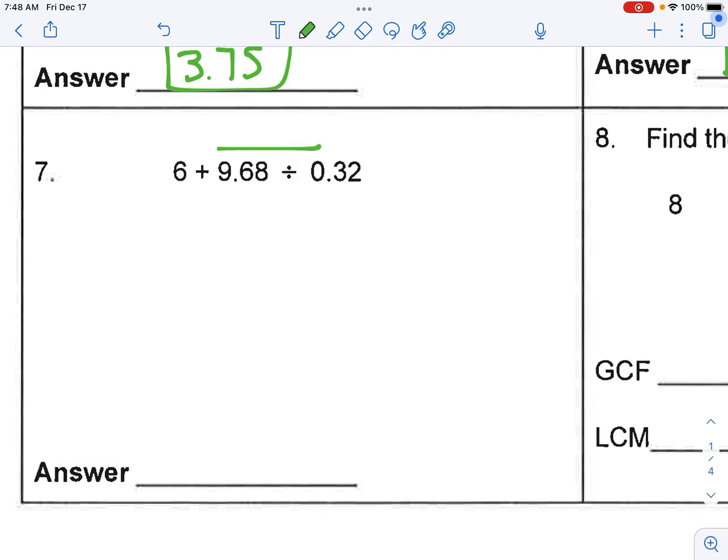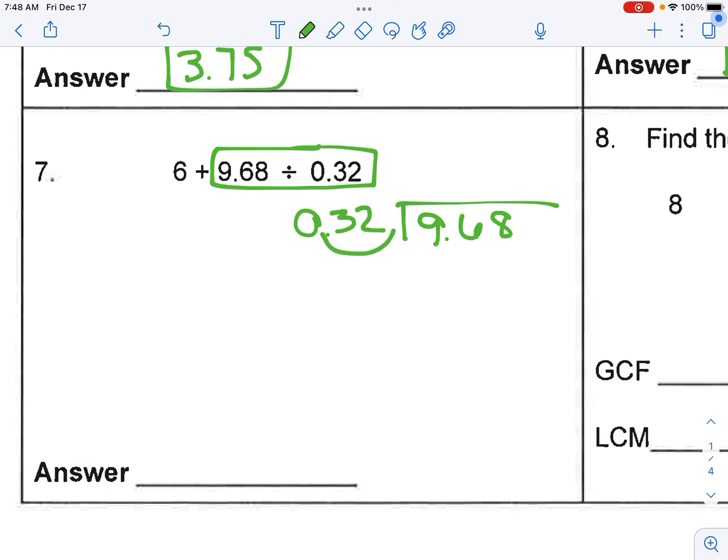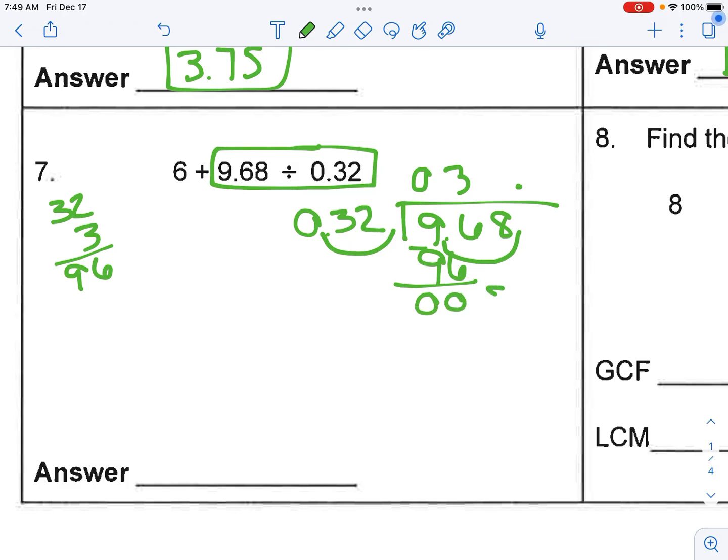Order of operations, division comes before addition. 9 68/100 divided by 0 32/100. Slide your decimal twice to the right. 32 cannot go into 9. 32 goes into 96. Let's see what 32 times 3 is. 32 times 3, so that's 6. Perfect. 96. 0, 0, 8. 32 cannot go into 8. Put a 0. Add a 0 and drop it.